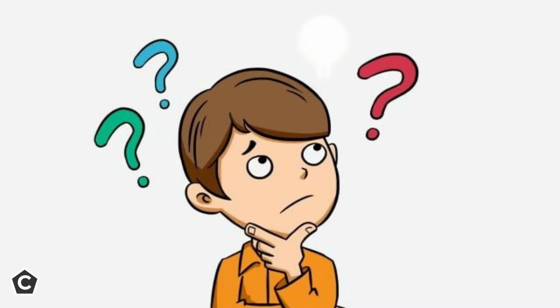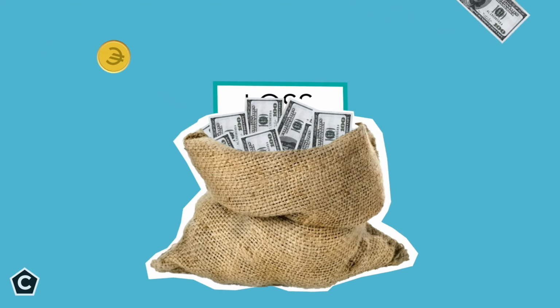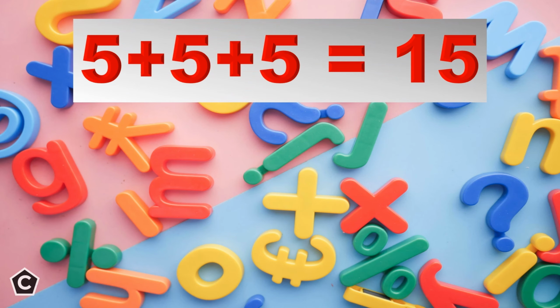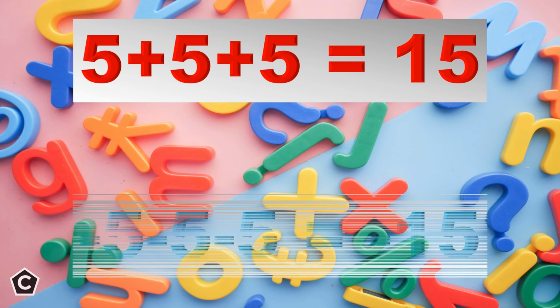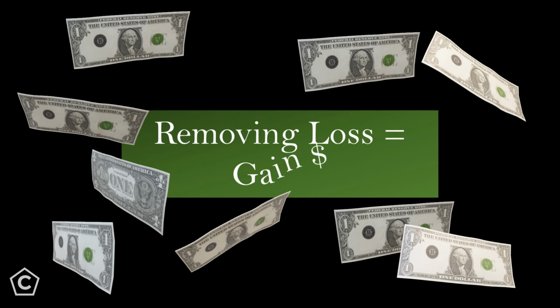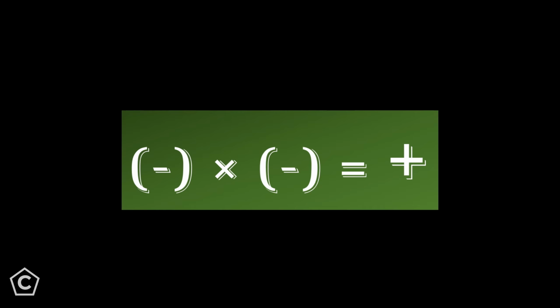Now, let's understand this with a real-life example. Think of negative as loss and positive as gain. If you gain $5 3 times, you get $15. If you lose $5 3 times, you lose $15. That makes sense because losing repeatedly gives a negative result. But now imagine something different, removing a loss. If someone removes your loss again and again, you are actually gaining money. Removing a loss means a gain. So negative multiplied by negative becomes positive because you are removing something negative, which results in something positive.